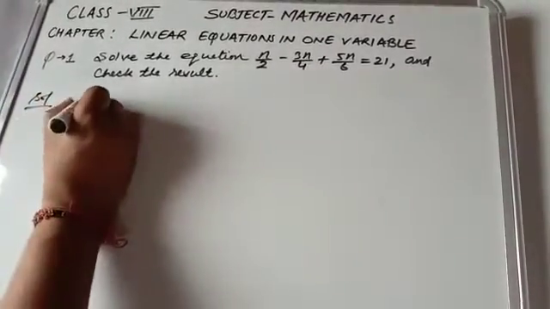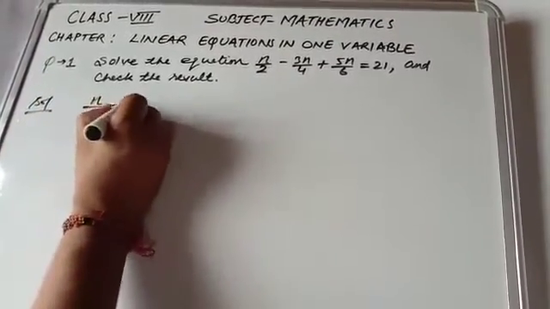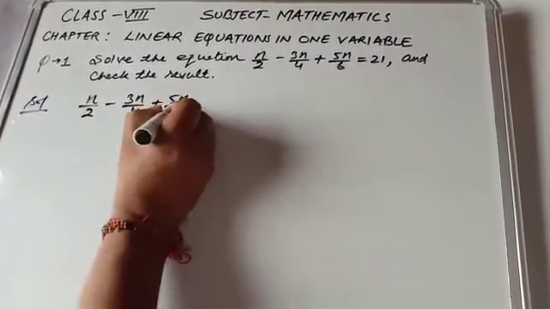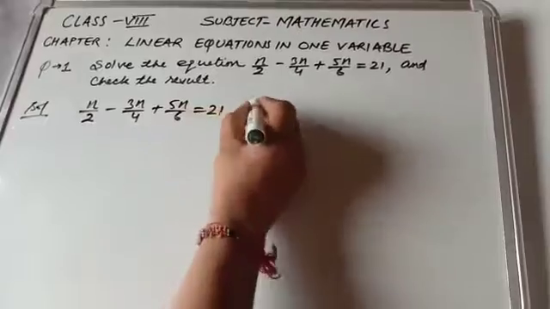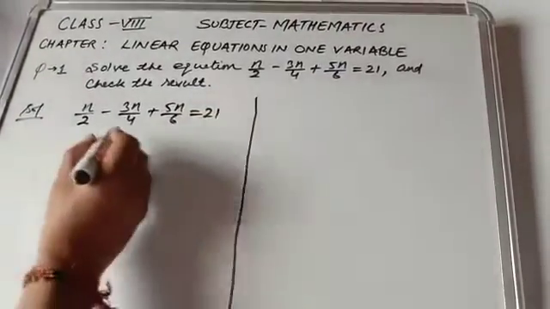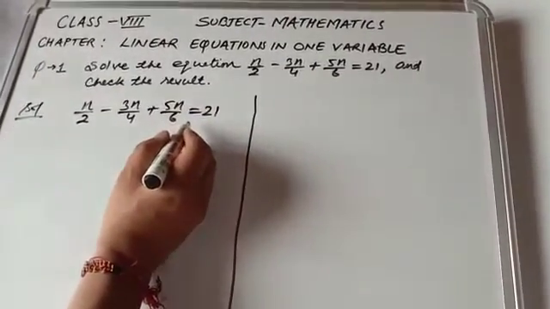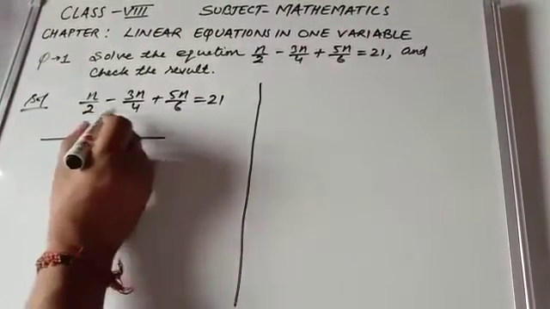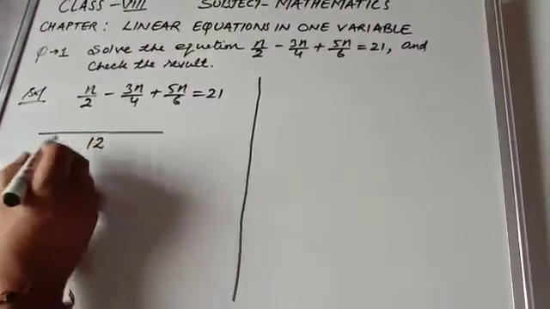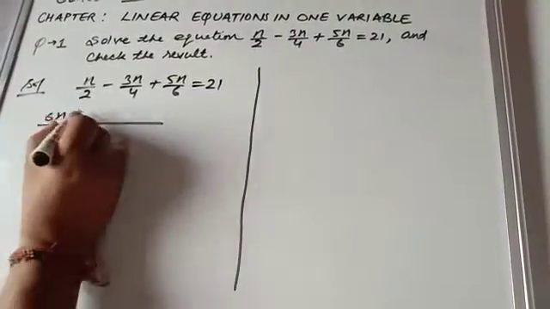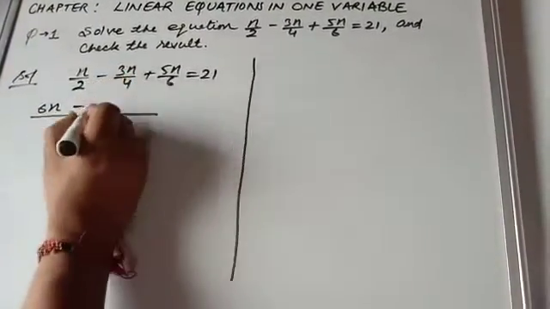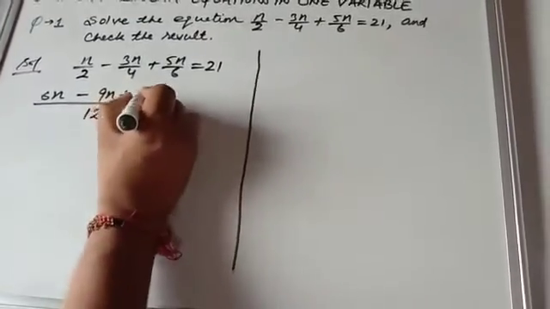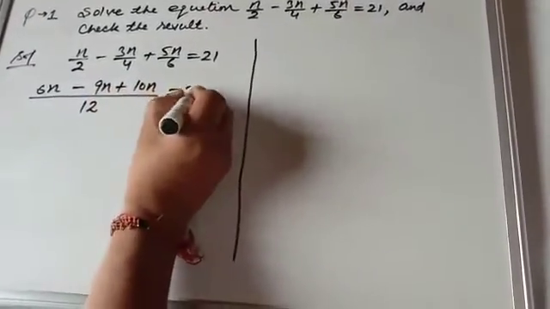So the given equation is n by 2 minus 3n upon 4 plus 5n upon 6 is equal to 21. First of all we will solve this linear equation in one variable. We will take the LCM of 2, 4 and 6, that is equal to 12. 2 sixes are 12, 3 threes are 9n, plus 6 twos are 12, and 5 twos are 10n, that is equal to 21.